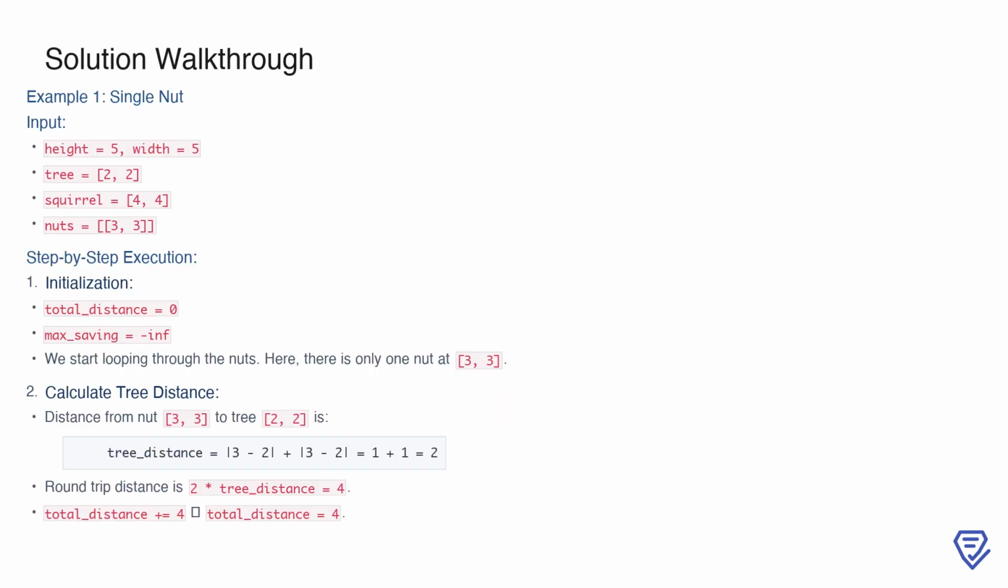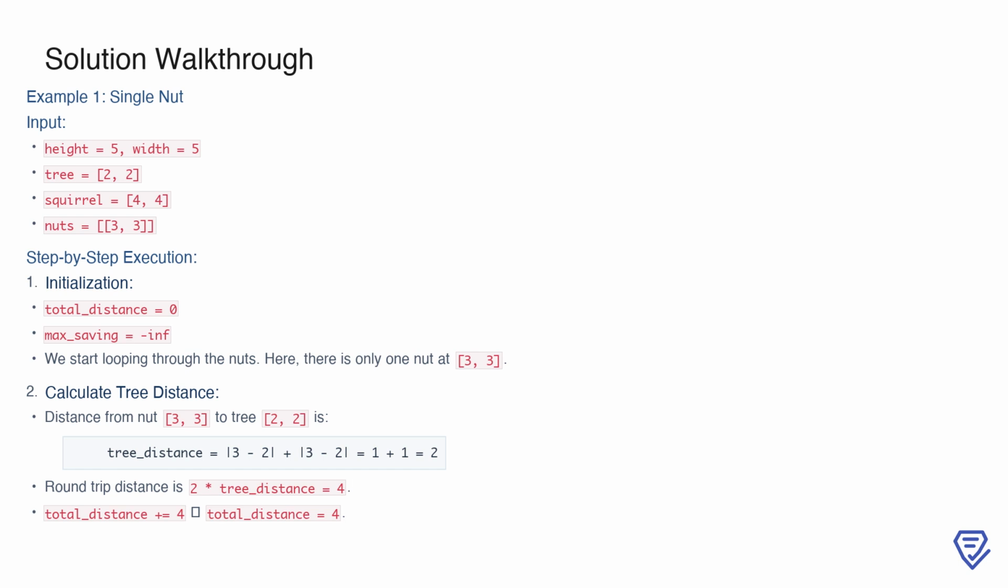To start, we are given the input values for a single nut scenario. The grid is 5 times 5, the tree is located at position 2, 2, the squirrel begins at 4, 4, and there is one nut at 3, 3. We initialize two variables. Total_distance is set to 0, which will track the total round-trip distance for the nuts, and max_saving is set to negative infinity, which will help us determine the best savings when the squirrel picks up a nut first.